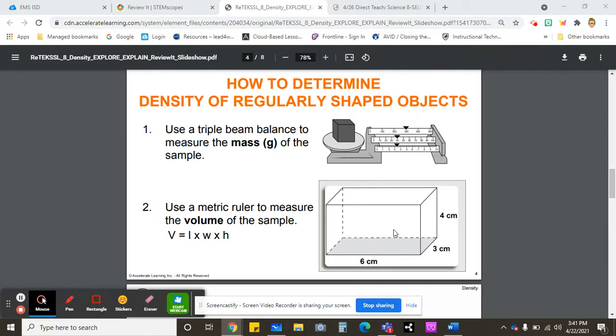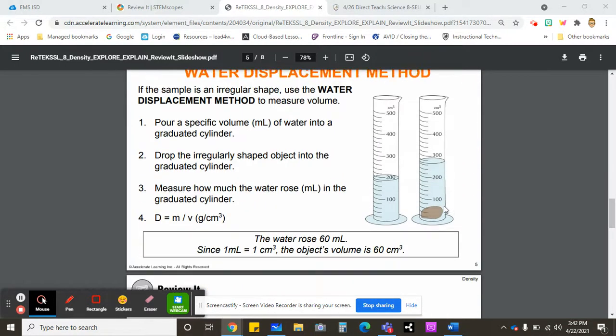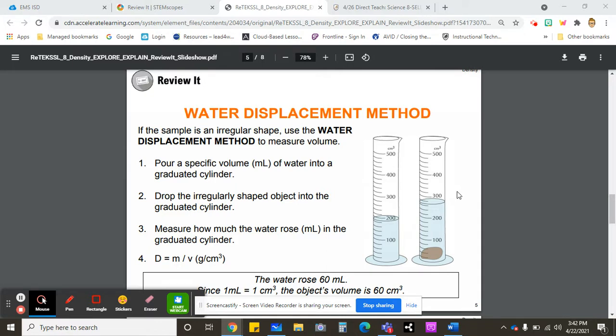And to get the volume, if you have a regularly shaped object like this rectangular prism here, you can just do the formula that you would use in math class, length times width times height, and that'll give you the volume. But sometimes the objects we have in science are irregularly shaped because the world is not a perfect world.